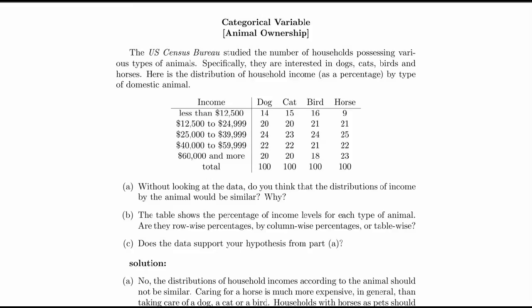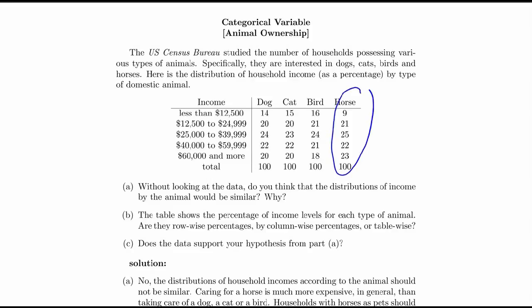in the house. So does the house have a dog? Does a household have a cat? Does it have a bird? Does it have a horse? Okay. And so here what we have is according to the type of animal.